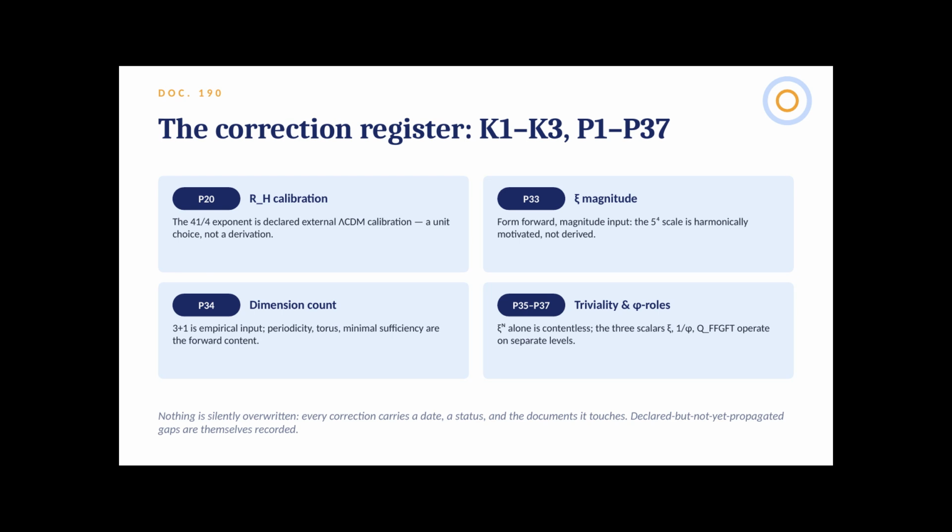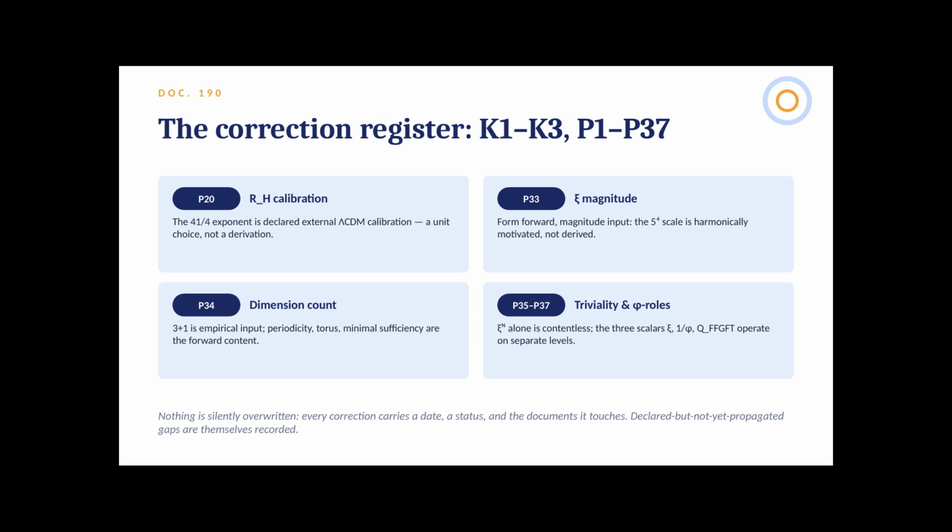This is the part I'm proudest to show you, the correction register. Corrections K1 through K4, points P1 through P38, and nothing ever silently overwritten. A few examples. P20, the exponent 41/4 in a cosmological relation, is declared as external calibration, a unit choice, not a derivation. P33, the 5 to the 4th, inside Greek ξ, is harmonically motivated or empirically anchored. The structure is derived, the magnitude is input.